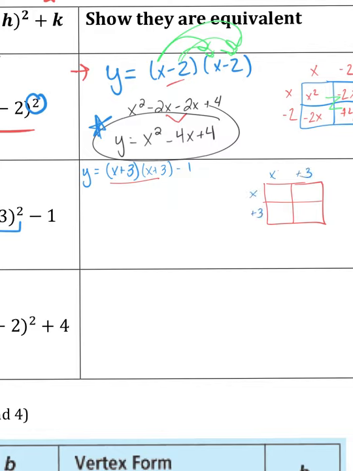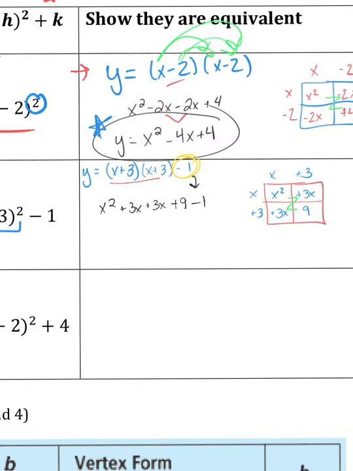Okay, and then we're just going to go ahead and multiply. So in the first box, x times x is x squared. In the second box, x times a positive 3 is plus 3x. The third box, 3 times x is a positive 3x. And in the last box, 3 times 3 is 9. Okay, then don't forget to draw your z. Right? So now I have x squared plus 3x plus 3x plus 9, but you cannot forget to bring this negative 1 down, okay, because that's part of the original equation.